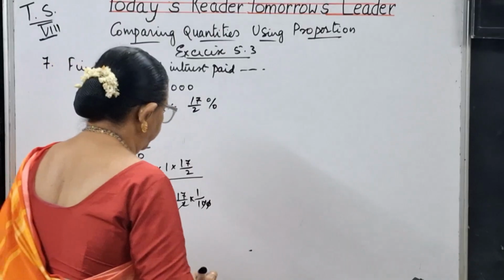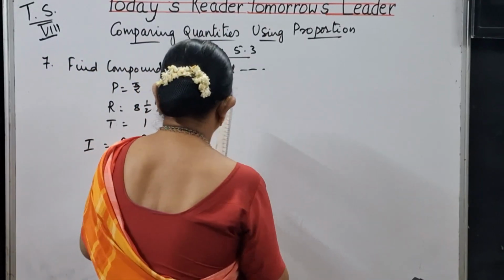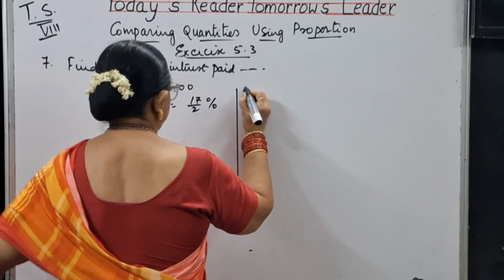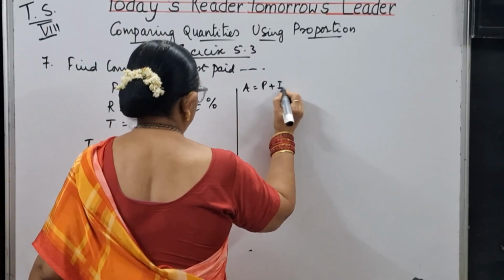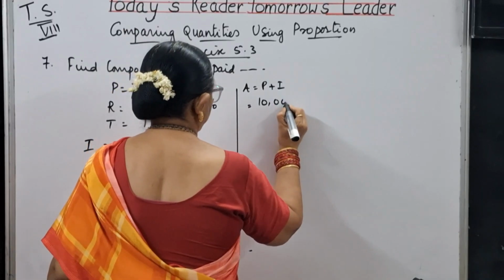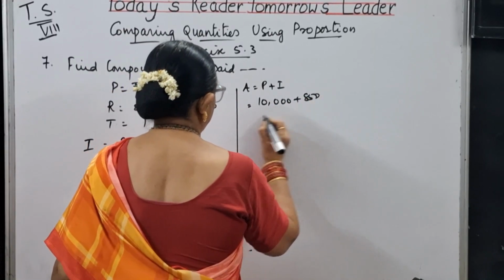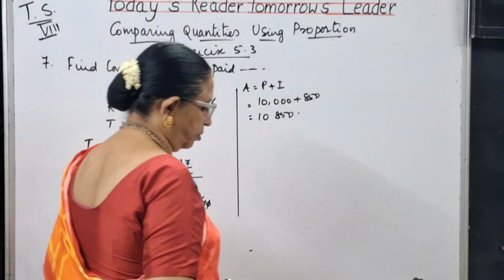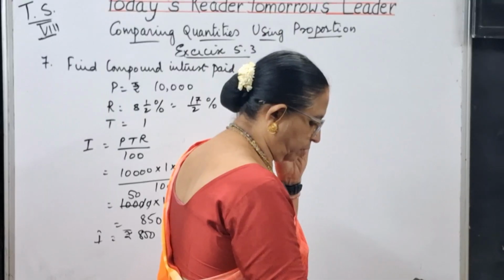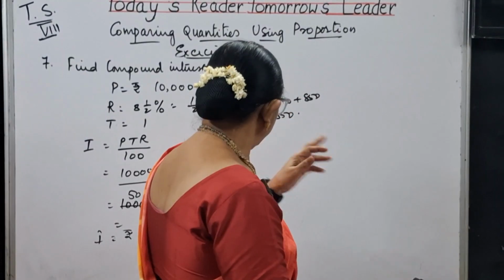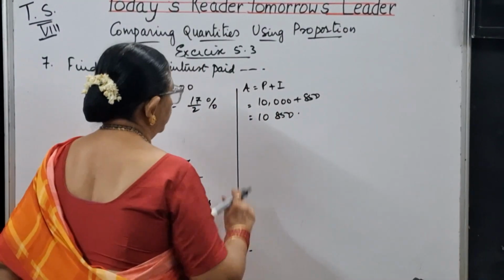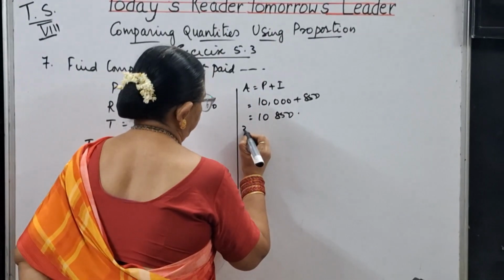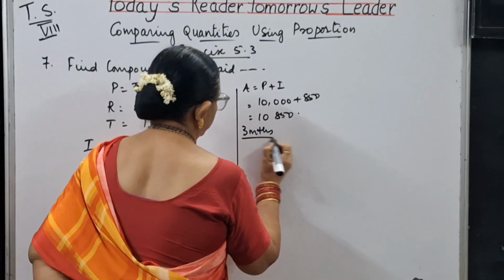So now you have to go for the amount. So what is the amount, children? P plus I, that is 10,000 plus 850. 10,850 rupees is the amount. Now this 10,850 amount becomes the principal for the next 3 months. For 3 months, we are going to talk about this.